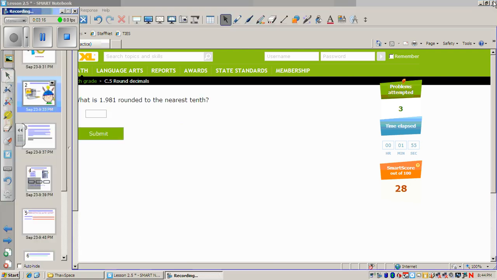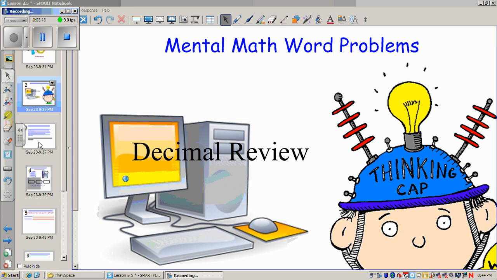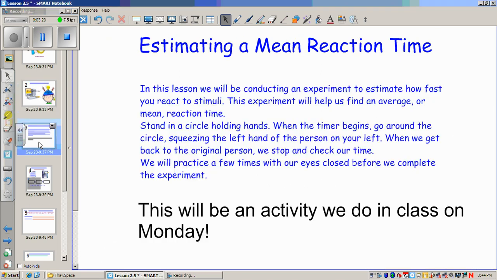So remember, you can always go back here at any time. All right, so I want to review what we're going to be doing. We're going to be estimating a mean reaction time. And what is mean? Mean means average. So I hope you're thinking, what is average? How do I figure it out? So it says, in this lesson, we will be conducting an experiment to estimate how fast you react to stimuli. So stimuli is like if somebody was throwing a ball at you and how quick you would duck out of the way or what you would do. This experiment will help us find an average or mean reaction time.